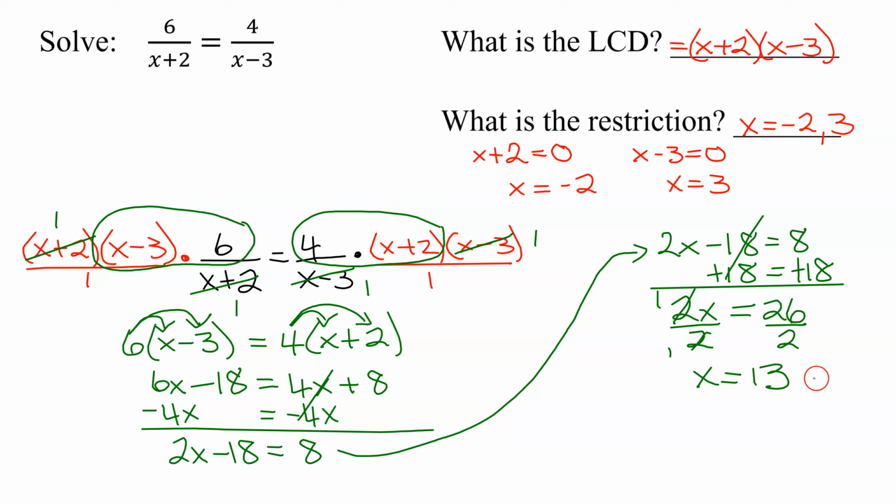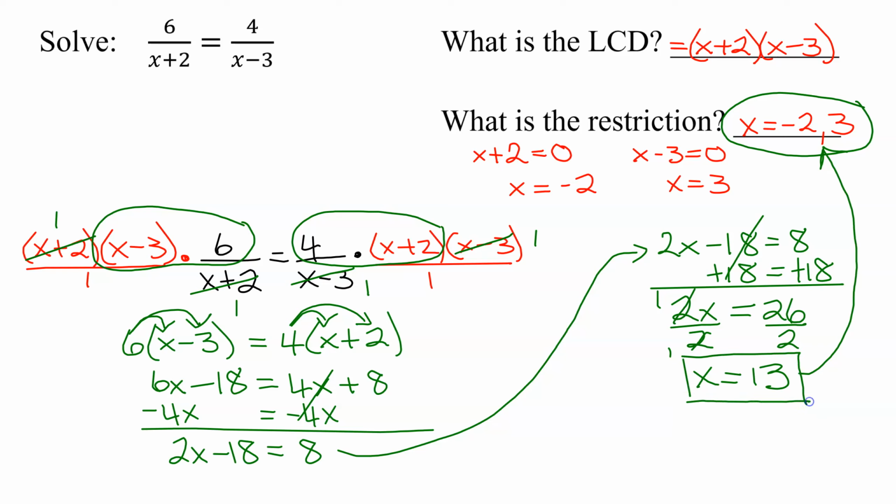So before we're done, check it. Is 13 allowed? Yes, negative 2 and 3 are the only values of x that are not allowed. So I have proved that x equals 13 is not extraneous. But to prove this is the correct solution, you'd have to plug 13 in here and here to see if you landed up with a true statement.